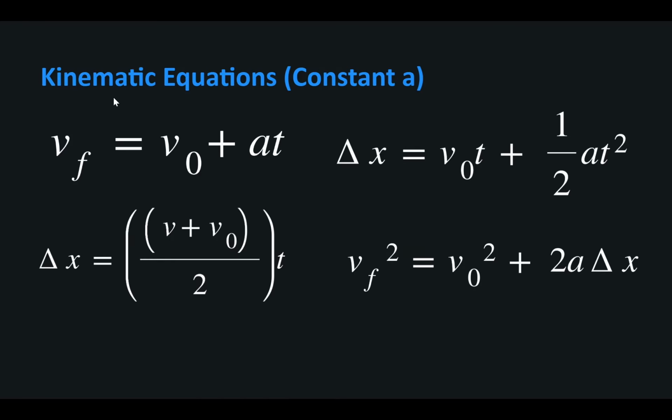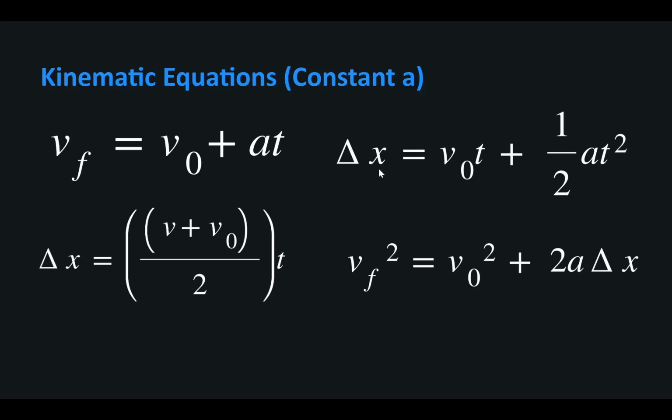Here we have our kinematic equations, and these are all equations that you can use when you have constant acceleration. And the only time you can use these is constant acceleration. So if you have a question that's talking about acceleration changing, like acceleration doubling every second, you cannot use these equations. This has to be constant acceleration. So here we have v final is equal to v initial plus the acceleration times time.